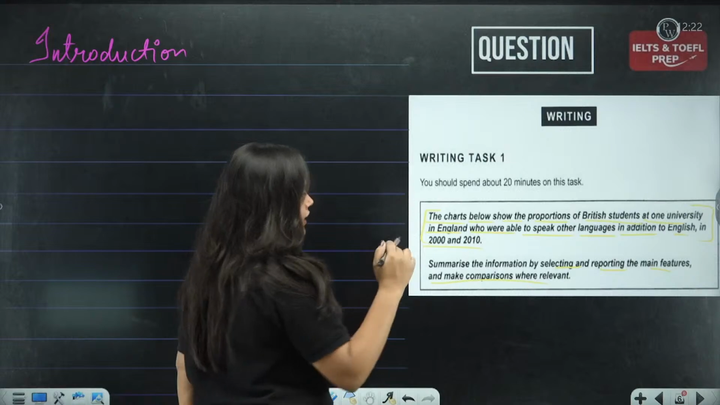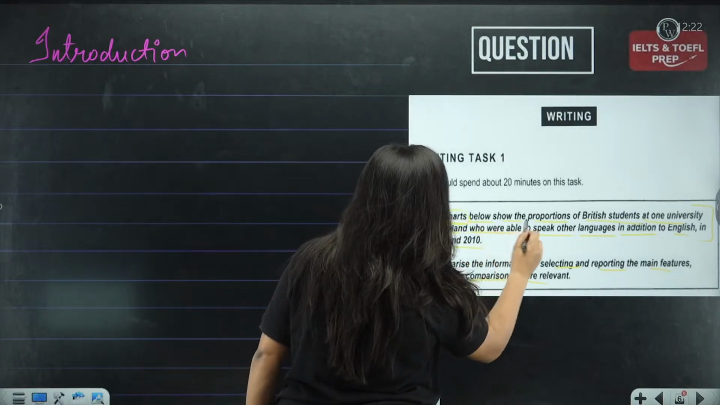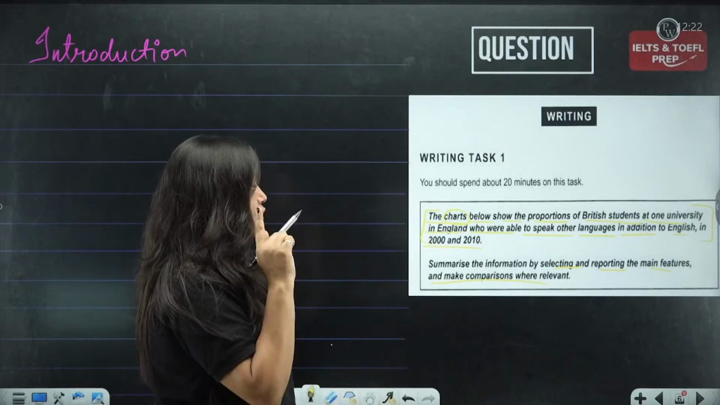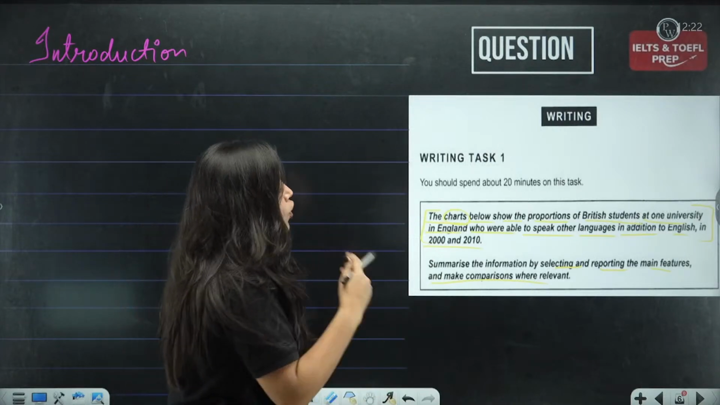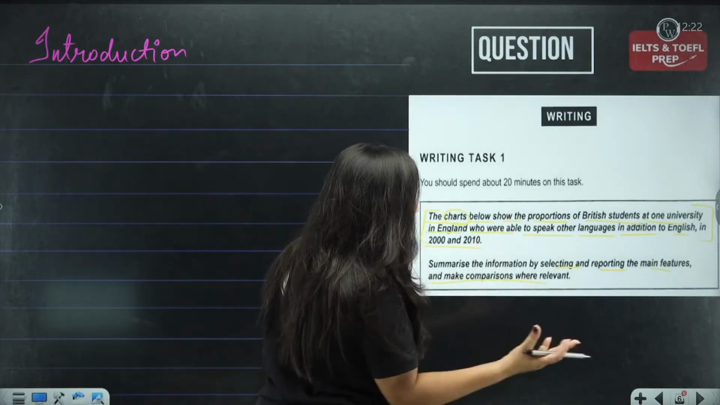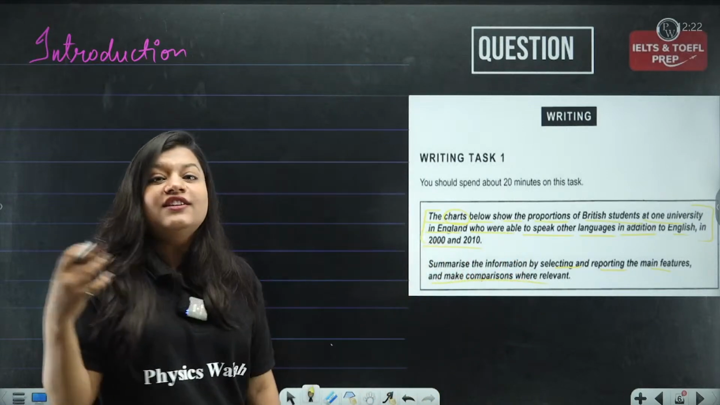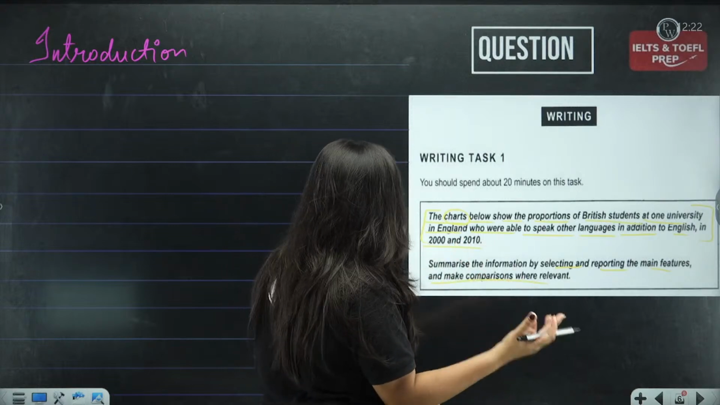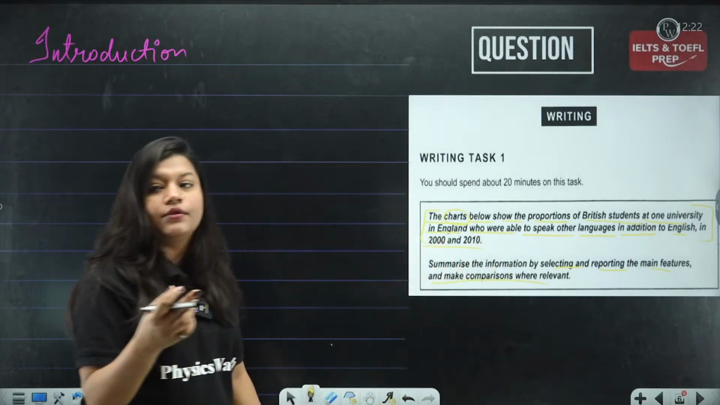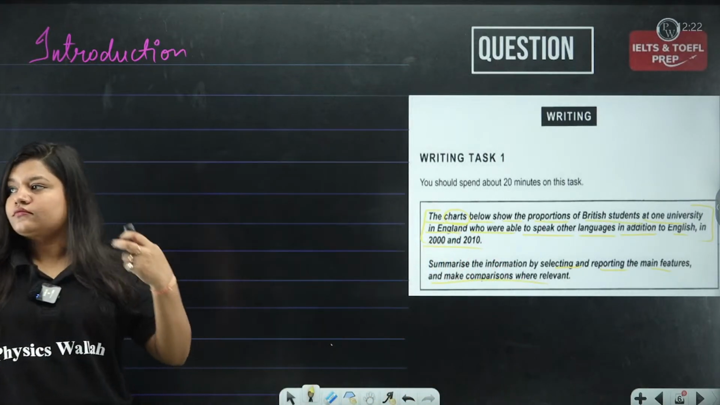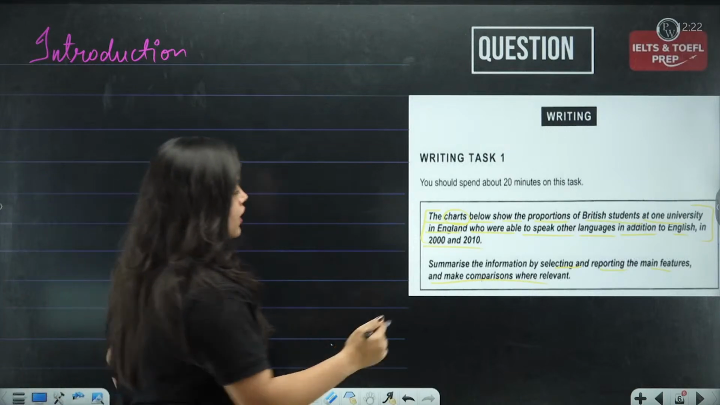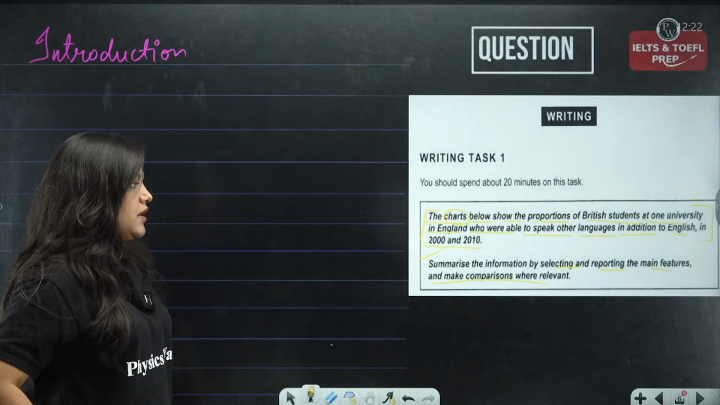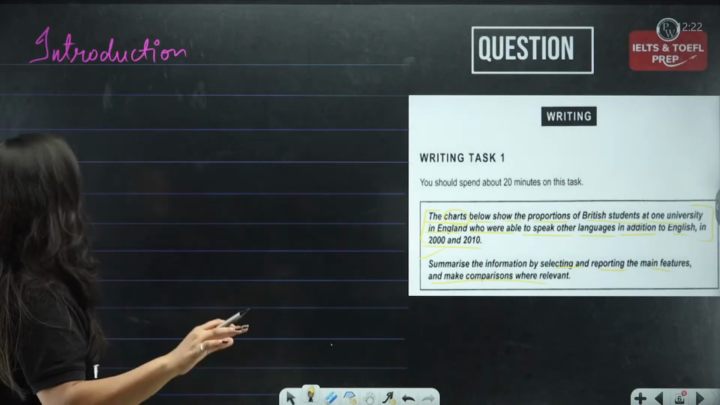Got it? Again, the charts below show the proportion of British students. It shows the proportion of a British student at one university, which is in England, who were able to speak other languages in addition to English. With English, they were able to speak other languages as well in 2000 and 2010. Got it? Fair enough. Now, summarize. You have to summarize the information by selecting and reporting the main features and make comparison where relevant. Now, let's get started with the paraphrasing.